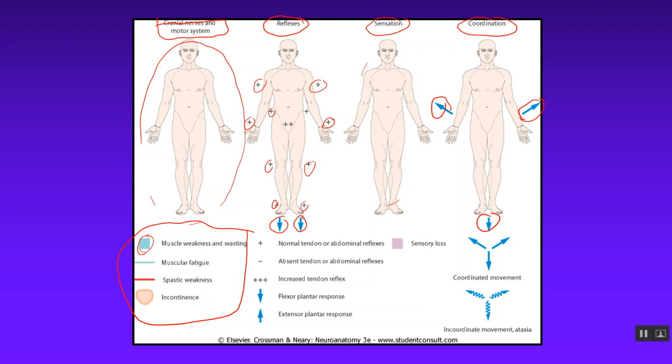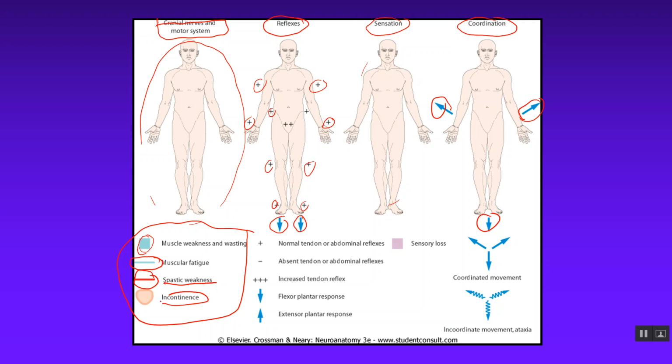muscle weakness and wasting. Muscular fatigue is if it's just outlined with this, where it's not muscle weakness and wasting, but they fatigue out. So it's not profound weakness; it's more muscular. If it's circled in red, it's a spastic weakness. The muscle's weak, but it's also spastic. It's where they move in these synergistic kinds of patterns like this.